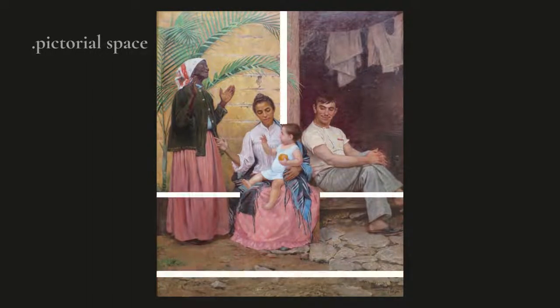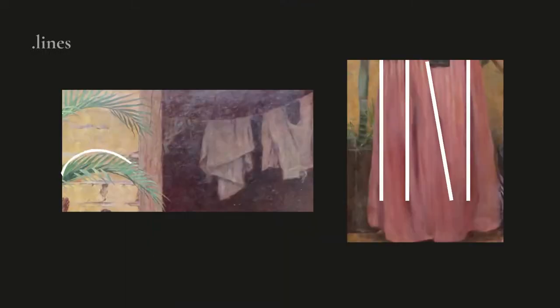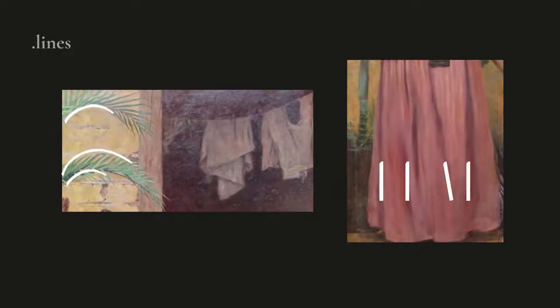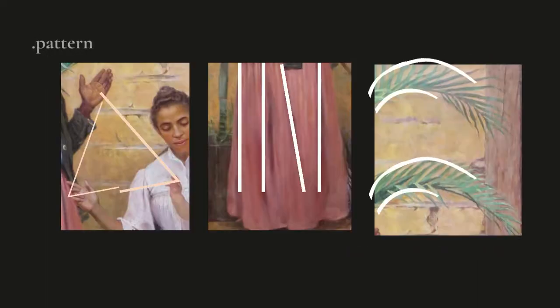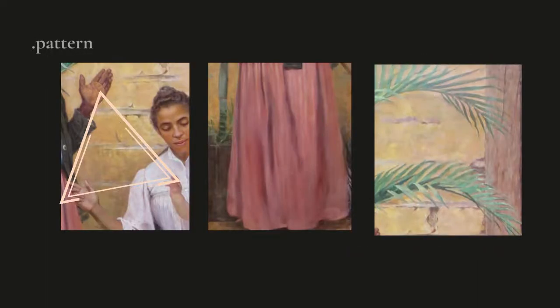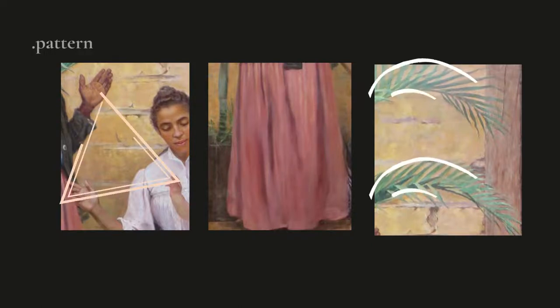Pictorial space. The painting is flat, but there's a layer difference between the individuals, the ground, and the inside dark room. Line. Some lines are observed in the palm tree, the wall, the clothes standing on the clothesline, and the old lady's skirt. Pattern. It is noticeable some pattern among the hands of the baby, his mother, and his grandma. Also, in the branches of the palm leaves and the skirt folds.